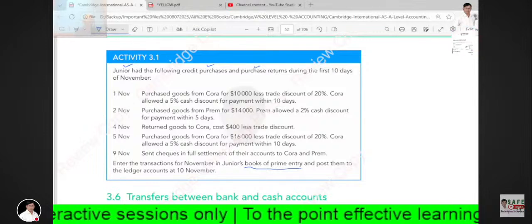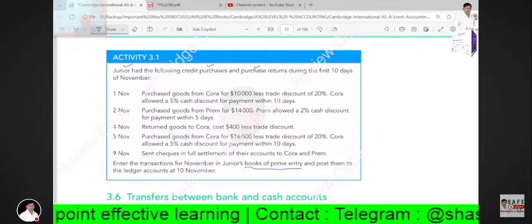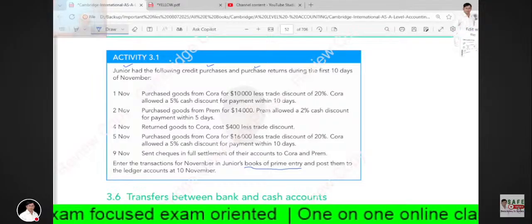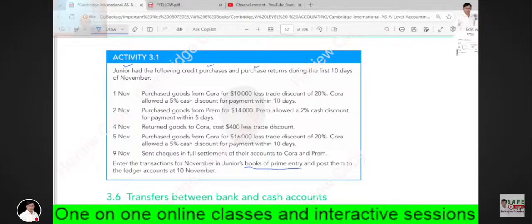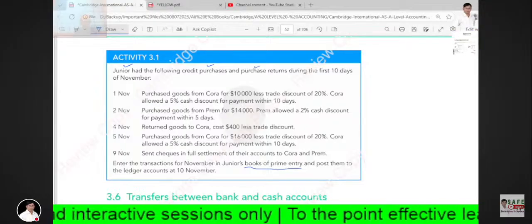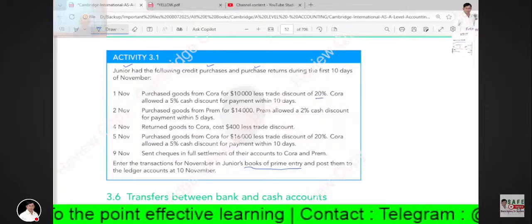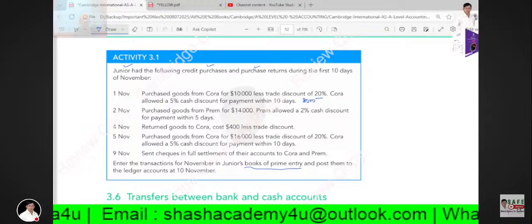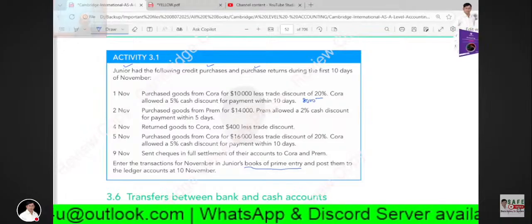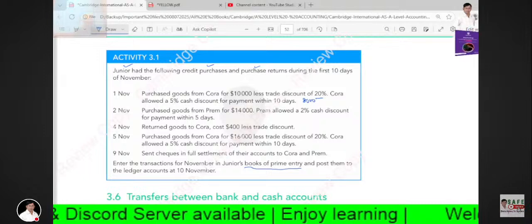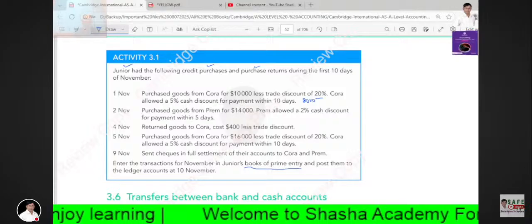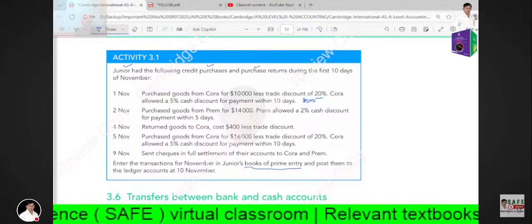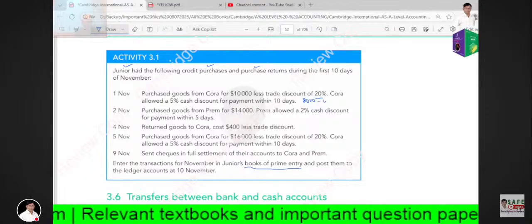On first November, purchase goods from Cora for 10,000 less trade discount of 20%. So this will be recorded at 8,000. Cora allowed a 5% cash discount for payment within 10 days. 5% of this is 400.